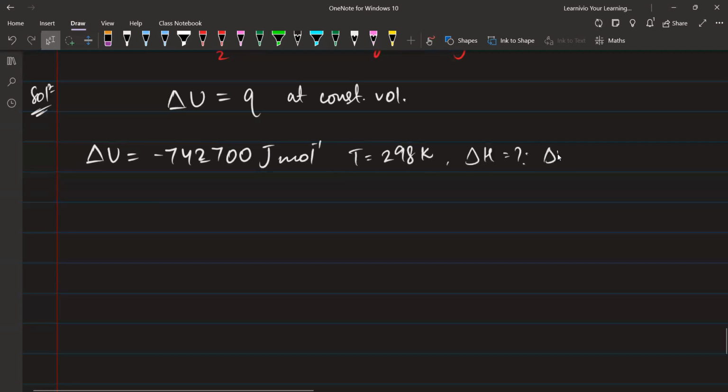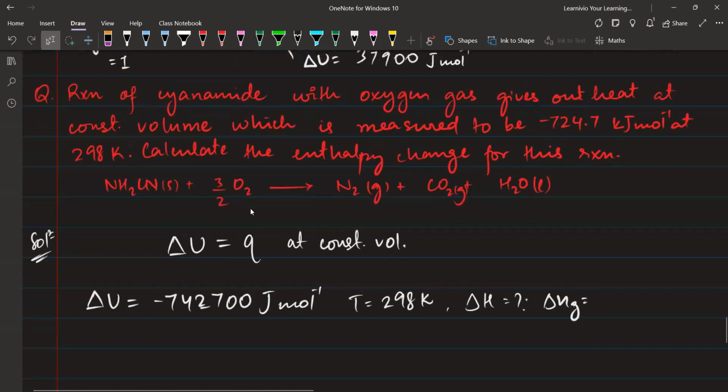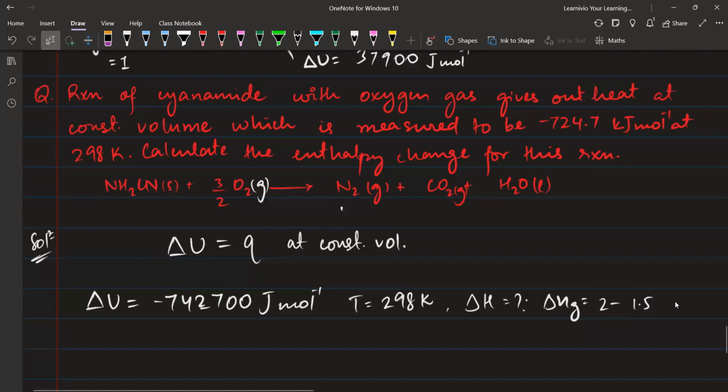Okay, we can calculate delta Ng, which will be equal to how much? How many gases do we have? O2 is going to be a gas here, so here 3/2. Here we have 1 mole, here we have 1 mole. So on the product side we have 2 moles of gas. In the reactant we have 3/2, that is 1.5, so delta Ng will be equal to 0.5. Does it make sense till here? Yes or no? Please tell me. Yes, sir. Okay.